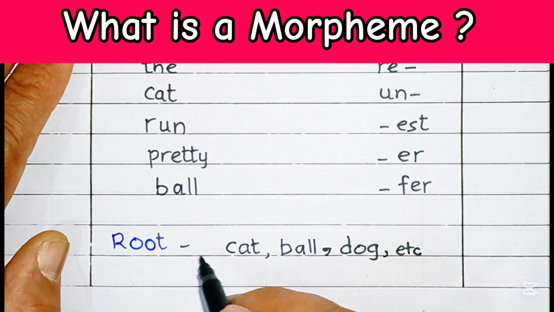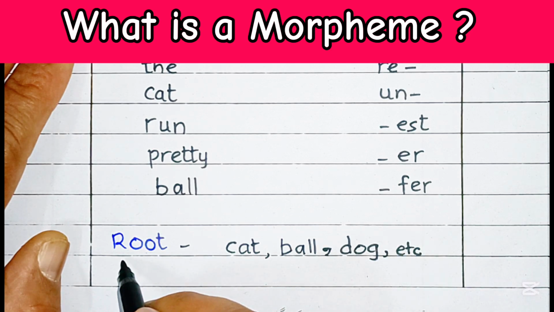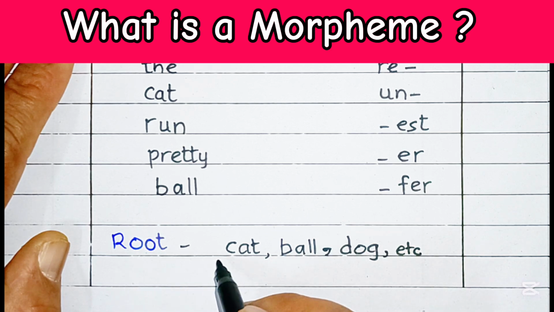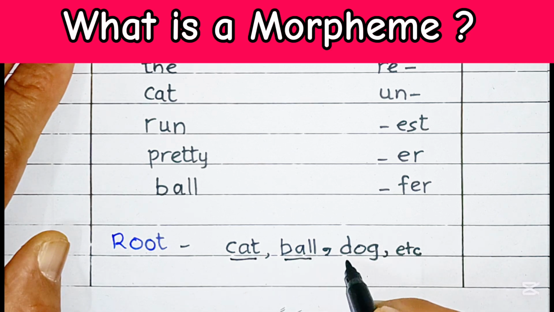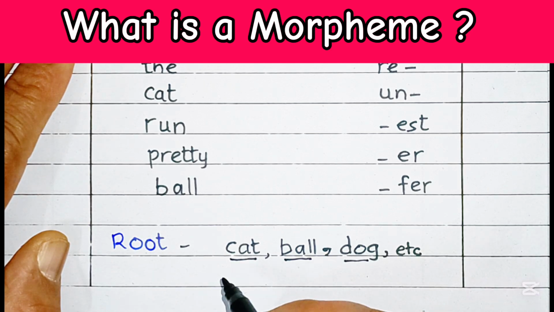Some morphemes are roots, others are affixes. So what is a root? A root is the primary piece of meaning in a word to which affixes can be added. In English, a root is often a word itself, for example, cat, ball, dog, etc. So a root is the primary piece of meaning in a word.